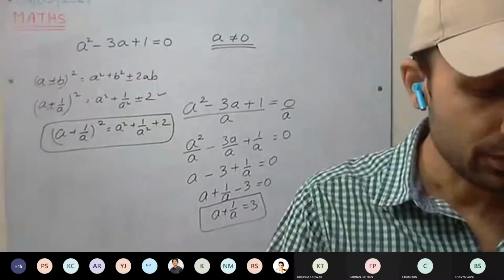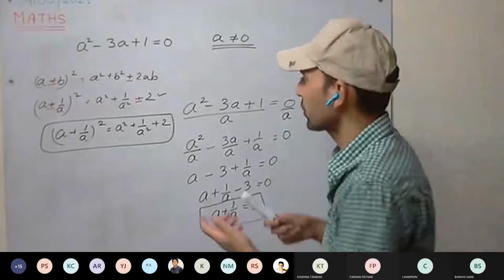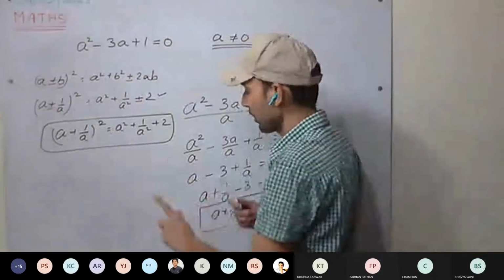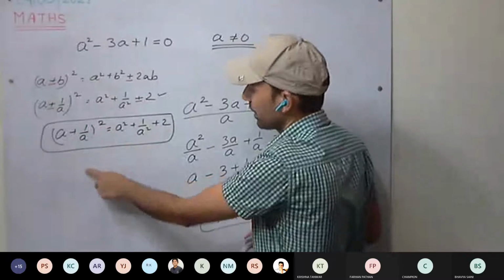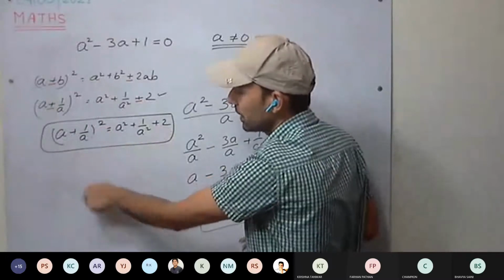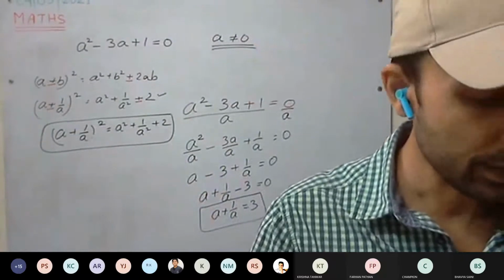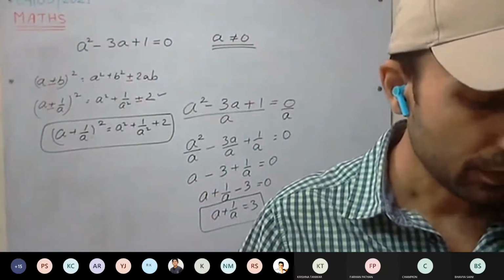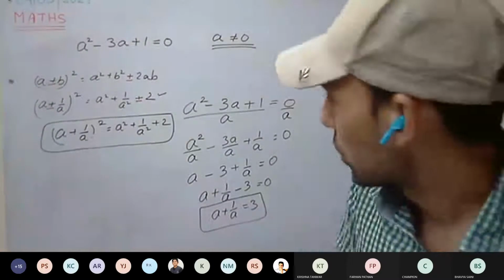Okay. So a square plus 1 upon a square, how much did it come? 7, good. A plus 1 upon a is 3, 3 square is 9, and 2 we take on that side, so it will be 9 minus 2, 7. Do the 13th one now, everyone. I'm giving you 2 minutes. A square minus 5a minus 1. Solve that.